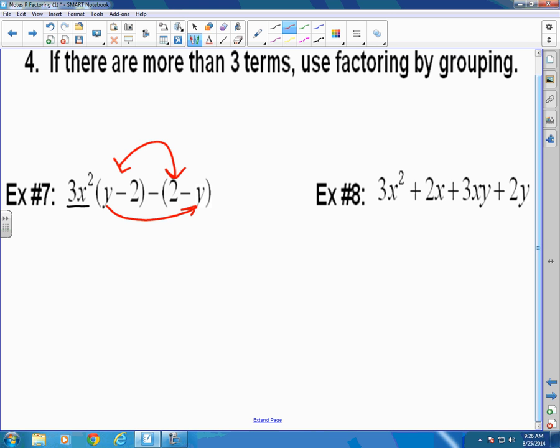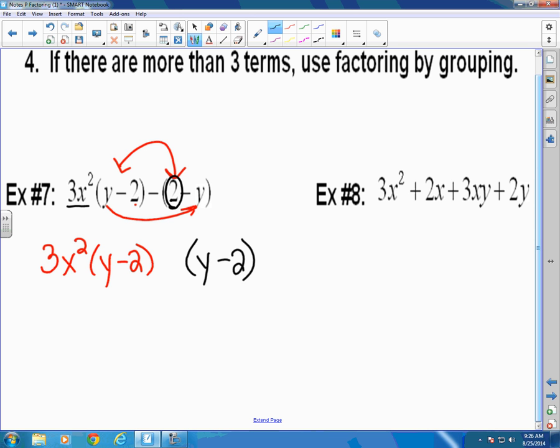I have a negative 2 in the first one, and a positive 2 in the second one. So I'm going to make them the same by pulling out a negative 1 from this second parenthesis. I'm keeping the first quantity the same, the y minus 2. But the second parenthesis here, if I pull out a negative, that means this 2 is becoming a negative 2. This y is becoming a positive y.